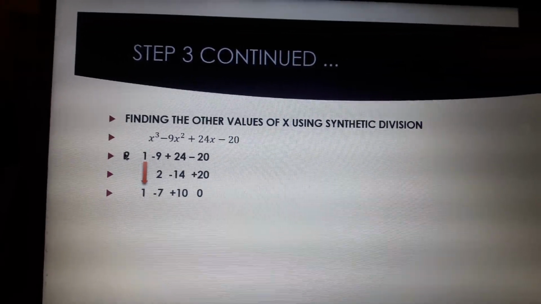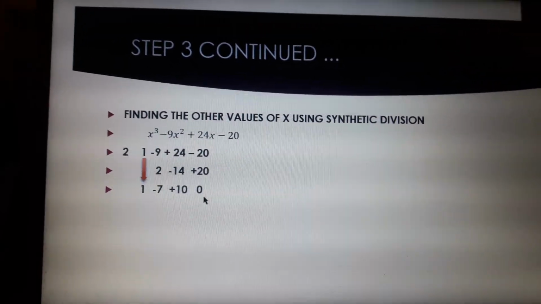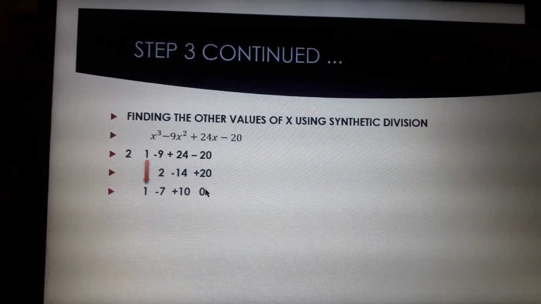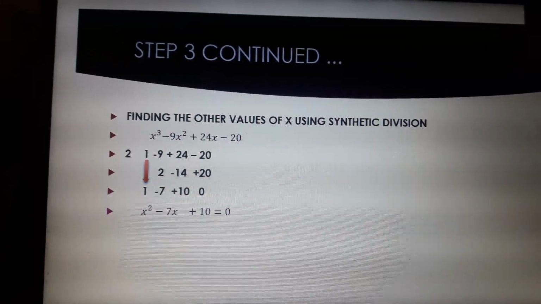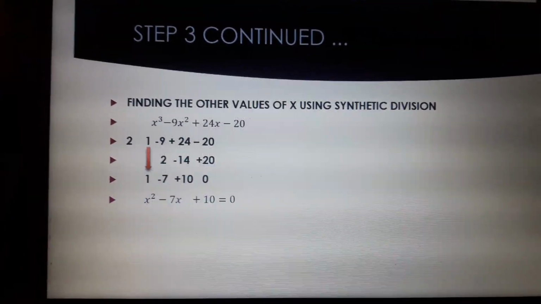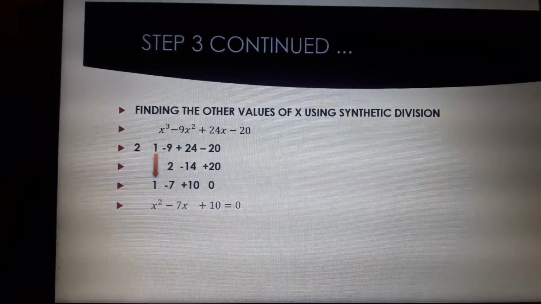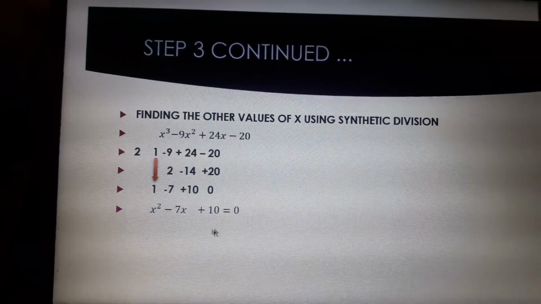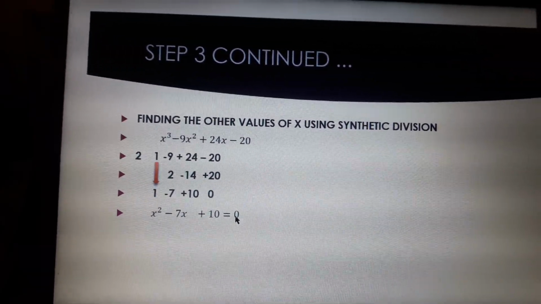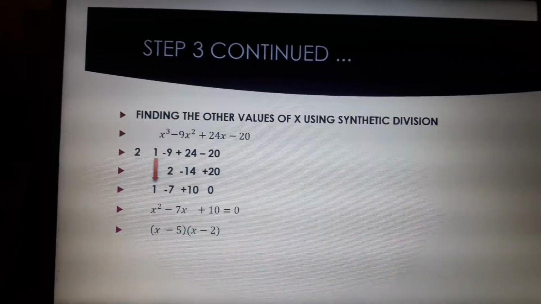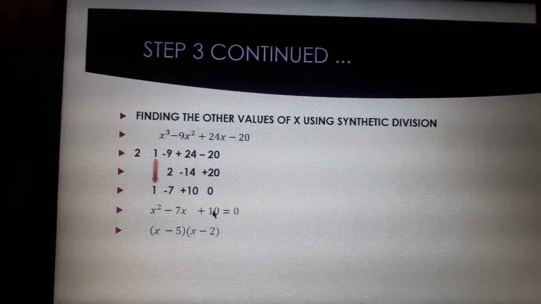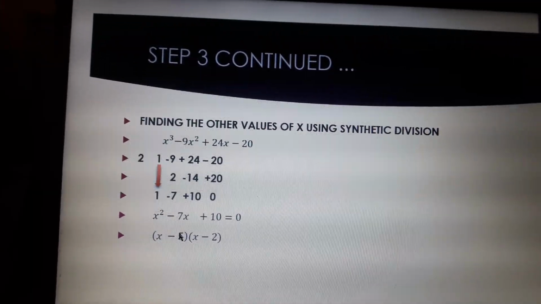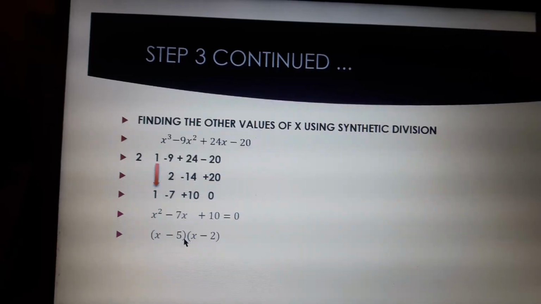Therefore 2 is a factor, because we get 0. If we did not get 0, then 2 would not be a factor. From there, our second equation is created. As you can see, this is our second equation, and we let it equal 0 and then factorize it. We look for the factors of 10, which in this case are 5 and 2, and when we add them we get negative 7.